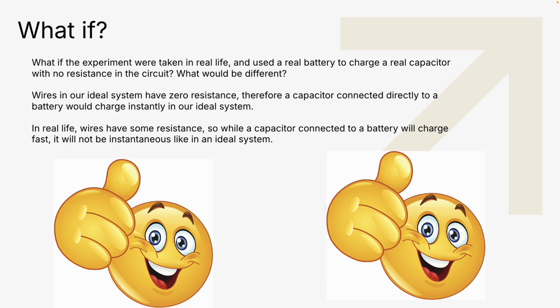What if? What if the experiment were to take place in real life and use a real-life battery to charge a real capacitor with no resistance in the circuit? What would be different? Wires in our ideal system have zero resistance, therefore a capacitor connected directly to a battery would charge instantly in our ideal system. In real life, wires have some resistance, so while a capacitor connected to a battery will charge fast, it will not be instantaneous like in an ideal system.